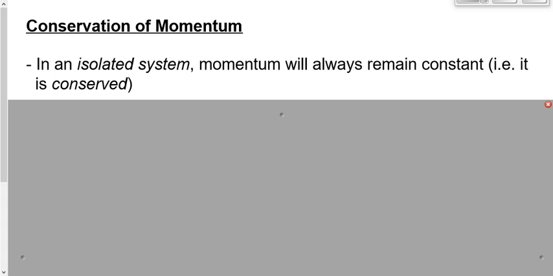Each individual object's momentum will change. Object 1 will gain momentum, object 2 will lose momentum, or vice versa. But the total momentum will remain the same if we have an isolated system. Does anybody know what an isolated system means?